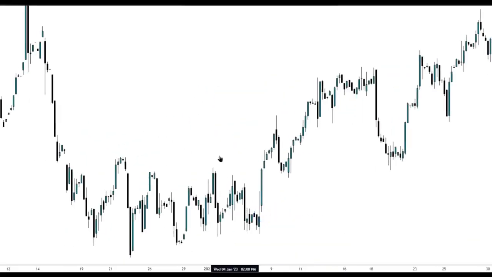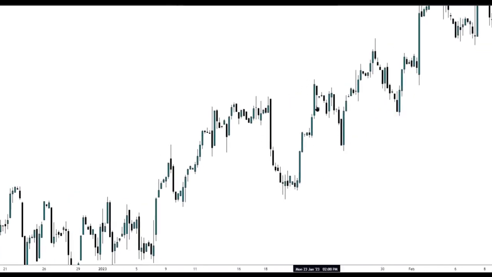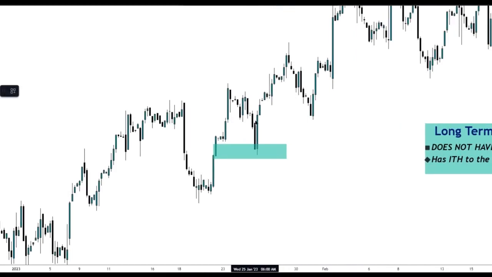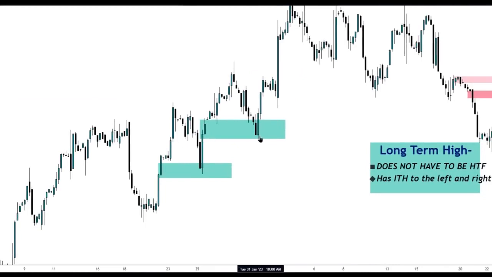All right, so we are in an uptrend here, right? These are being respected. So you have a fair value gap there, respected, and then respected. See how they continue to be respected as price keeps moving up. Respected.